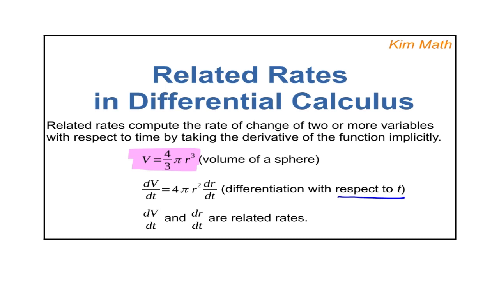So on the left side you have dV/dt, and on your right side r is the variable, so using the power rule, 4 pi r squared, and since we differentiate with respect to time, we must multiply by dr/dt. Okay? In this case, dV/dt is the rate of change of the volume, right?